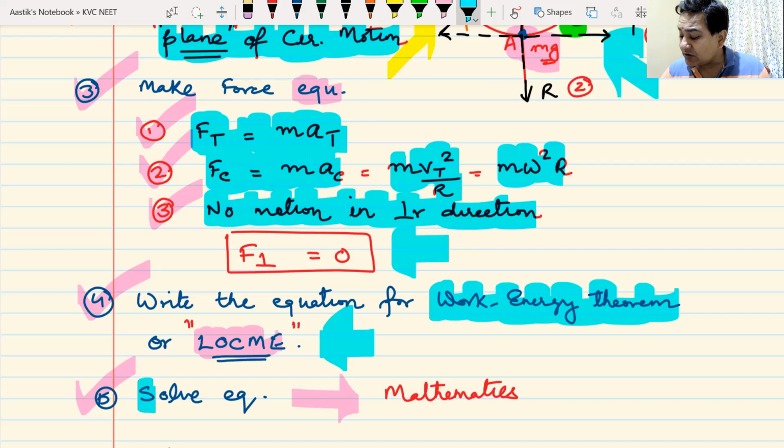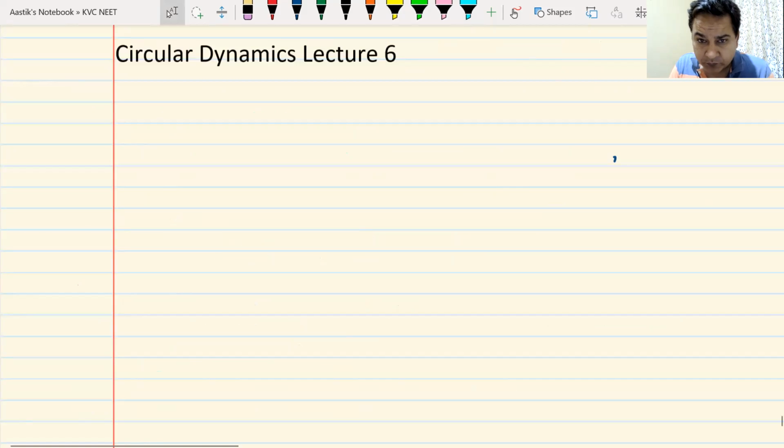Then you have to solve the equations and get an answer. In the case of NEET, you might not have to do this. Again, I'm repeating myself, but I must make this point clear that the question would be pretty straightforward.